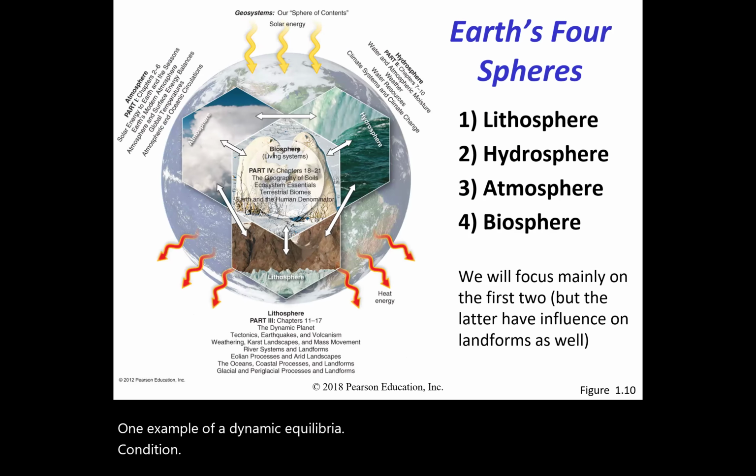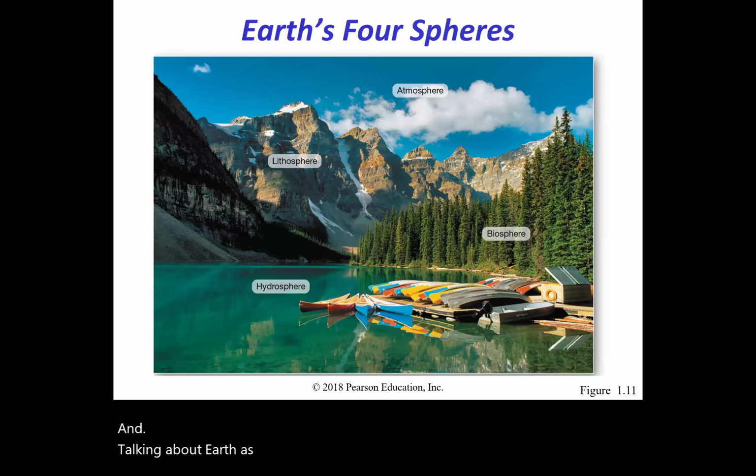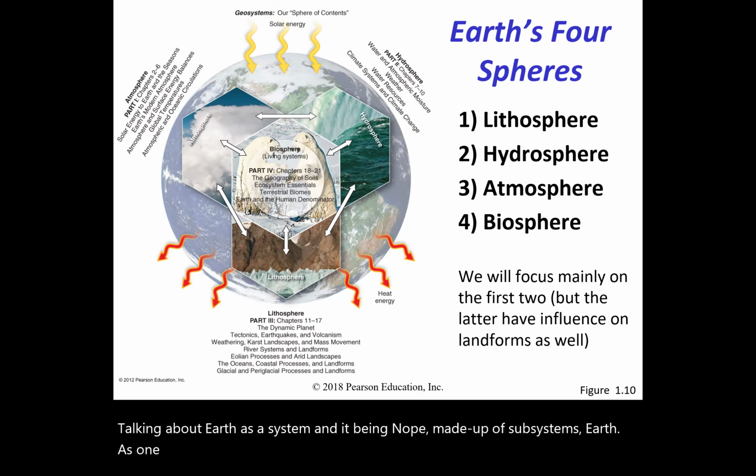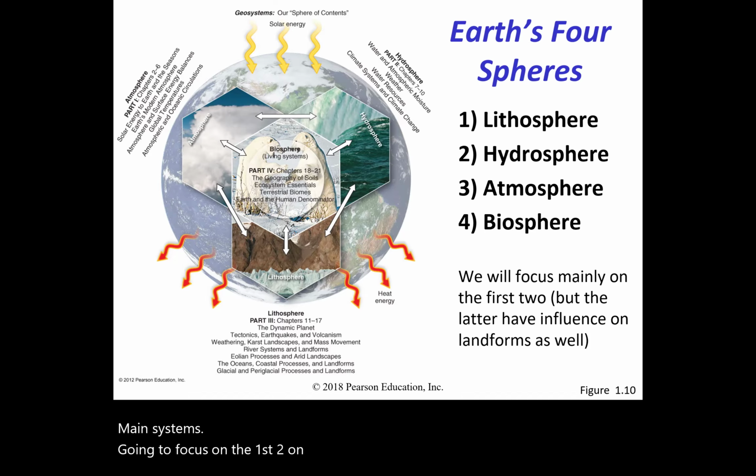And talking about Earth as a system and it being made up of subsystems, Earth, as one big system, has four spheres or four main systems. We are going to focus on the first two on this list, the lithosphere and the hydrosphere. But we'll touch on atmosphere and biosphere as we go through the chapter or through class.